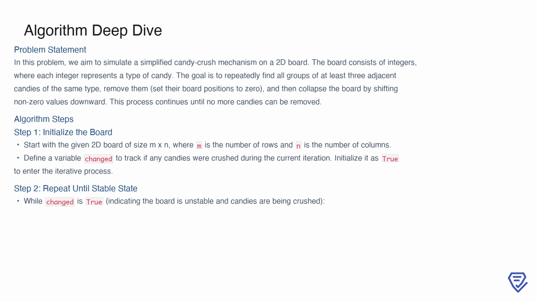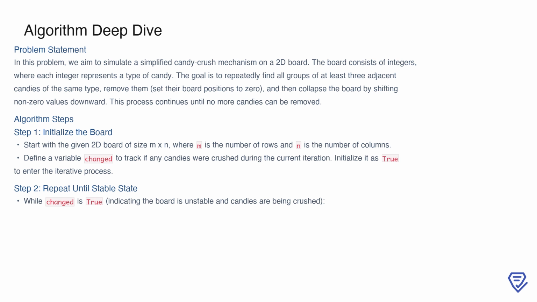In this problem, we are tasked with simulating a simplified Candy Crush game on a 2D board. Each cell in the board contains an integer, which represents a specific type of candy. The objective is to repeatedly identify and remove groups of 3 or more adjacent candies of the same type, setting their positions on the board to 0. Once these candies are removed, the board collapses by shifting non-zero values downward, filling the empty spaces. This process continues until there are no more groups of candies that can be crushed.